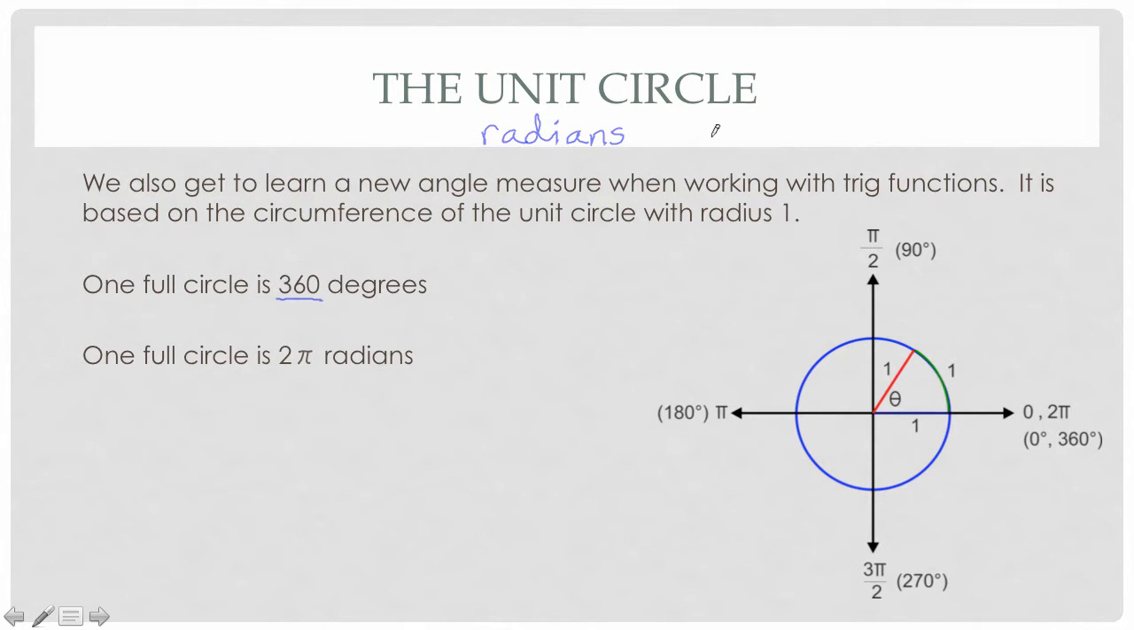So the radian is based on a circle with a radius of 1. Now, if you remember, the circumference is equal to 2 times the radius times pi, right? Remember that from your geometry days. So if the radius equals 1, and I put 1 in for r, then the circumference equals 2 times pi. That's where we say one whole circle is 2 pi radians. So let's play around with this.